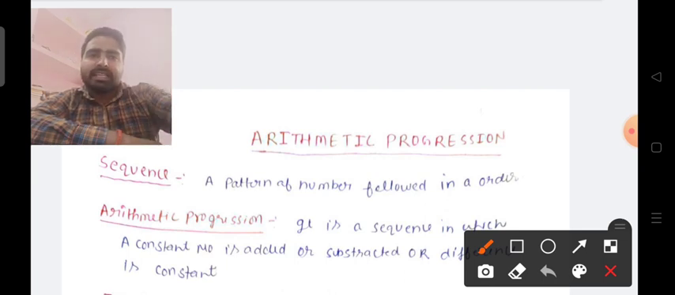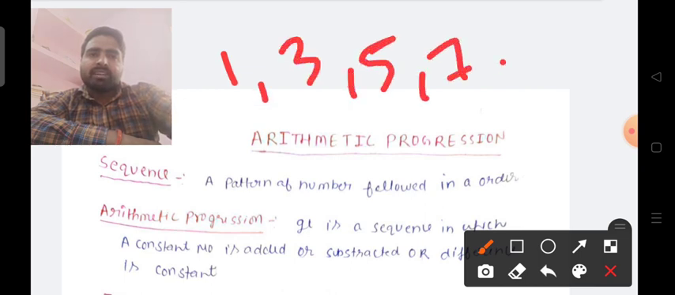We are taking an example. This is 1, 3, 5, 7 and so on. Here we are following a pattern. Firstly we have the first term 1, the second term is 3, the third term is 5 and the fourth term is 7. Here we are following a pattern and we are separating by commas. Then this is called a sequence.